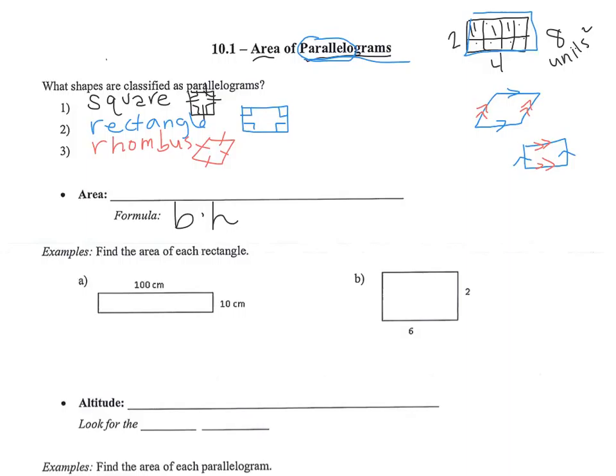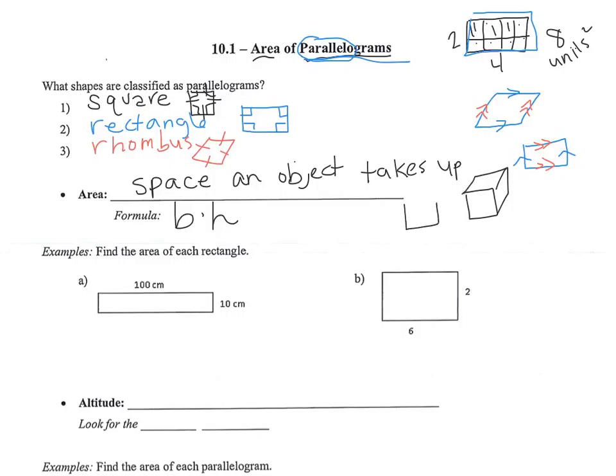So the area is the amount of space an object takes up. So we're talking about 2-dimensional flat objects. We're not talking about 3-dimensional. 3-dimensional would be like this, a cube, but 2-dimension is flat.